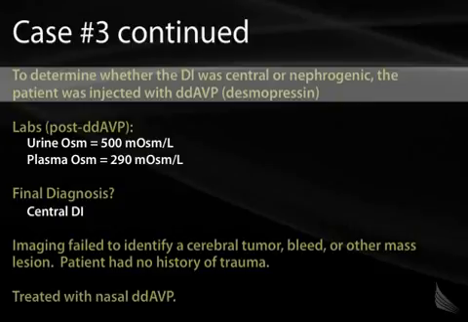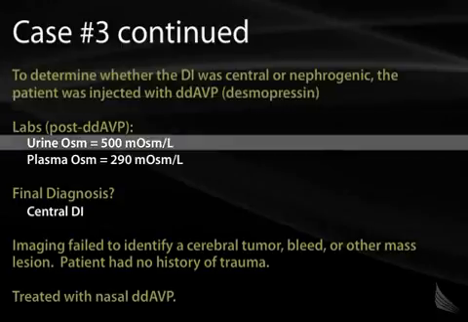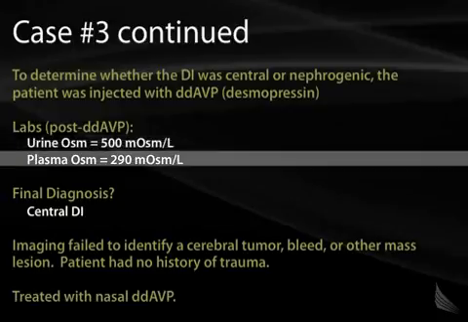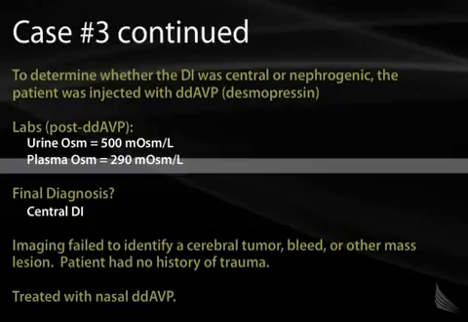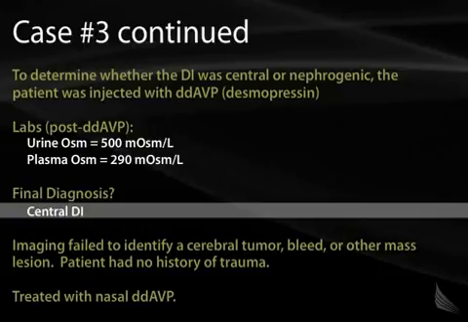As we said, extremely important for the step 1 exam is to determine whether the DI is central or nephrogenic. To test that, the best method is to inject the patient with a vasopressin analog. Most commonly used is DDAVP. After DDAVP administration, we see the following. The urine osmolality goes to 500 milliosmoles per liter, and the plasma osmolality goes to 200 milliosmoles per liter. This would be an appropriate increase in urine osmolality and an appropriate increase in water reabsorption. Thus, the administration of vasopressin analog corrected the DI, suggesting this is a central DI.